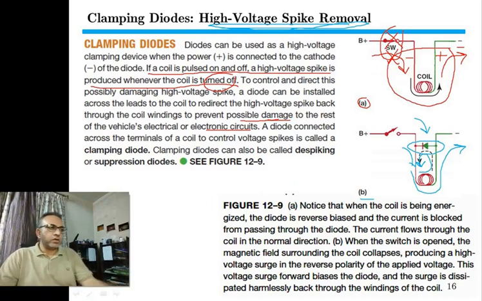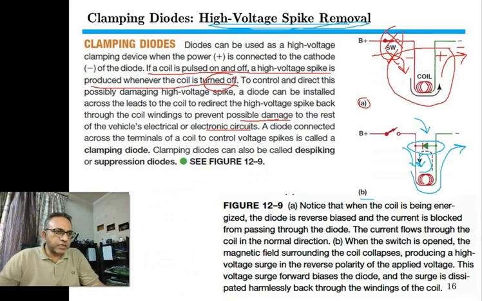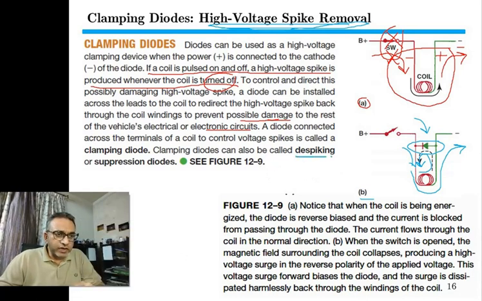So this was the application of the diode to reduce high voltage spikes. Now, one more thing regarding this slide: this is called despiking. One is called the spike, and we have despiked or removed the spike using a diode. So this is also called a despiking or suppression diode.